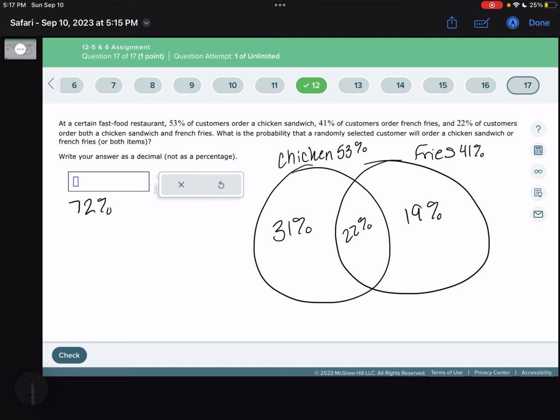This asks for it as a decimal, not as a percentage, so we're going to divide that by 100, and you're going to get 0.72. So that would be my answer for this problem. You would want to do something extremely similar, but your numbers will likely be different.